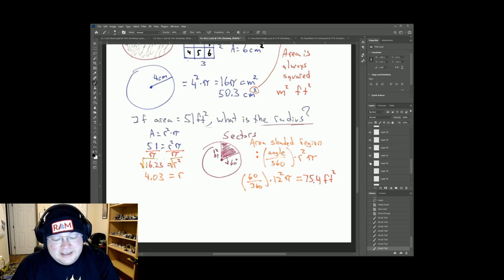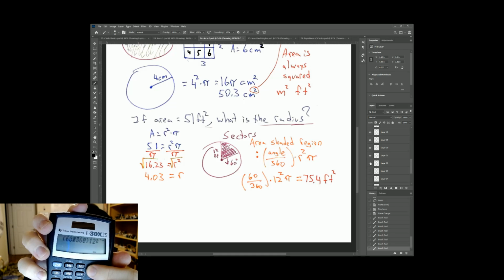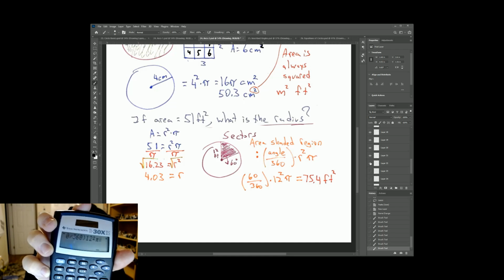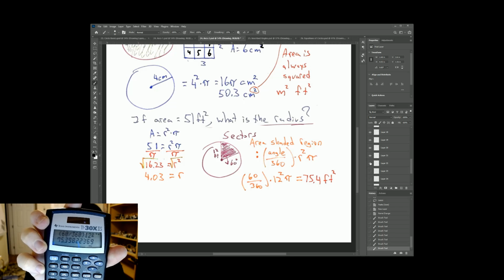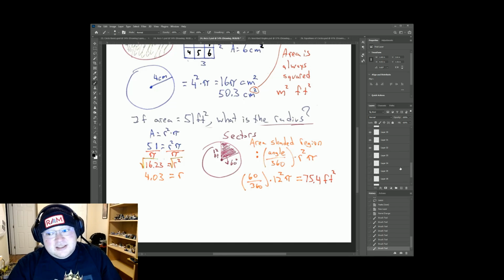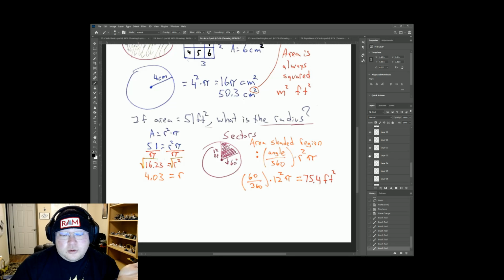So literally 60 over 360 times 12 squared pi, which equals 75.4. Once again, in a calculator, you do 60 divided by 360, 12 squared pi. You can put it all in the calculator at once, 75.4. That's what's kind of nice about these questions, the calculator's doing almost all the work as long as you can just use the formula.